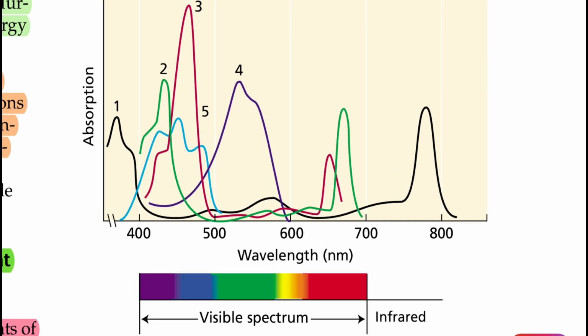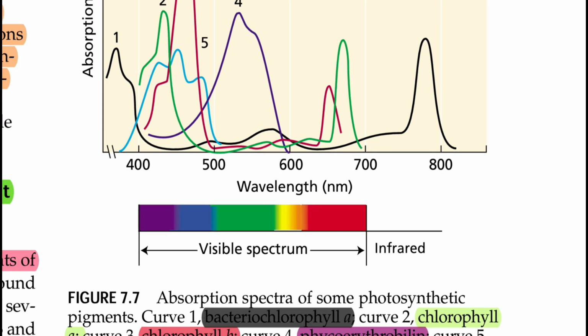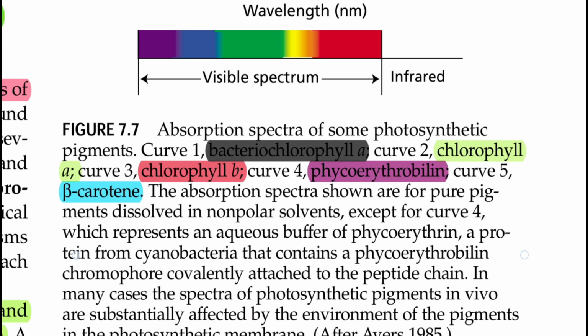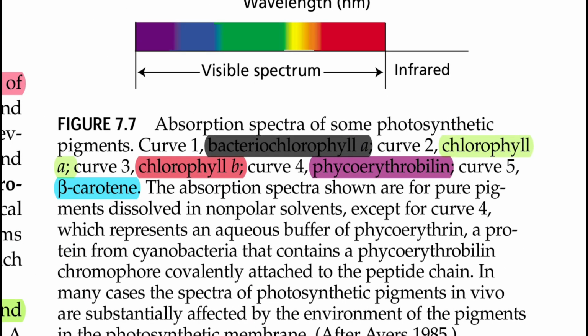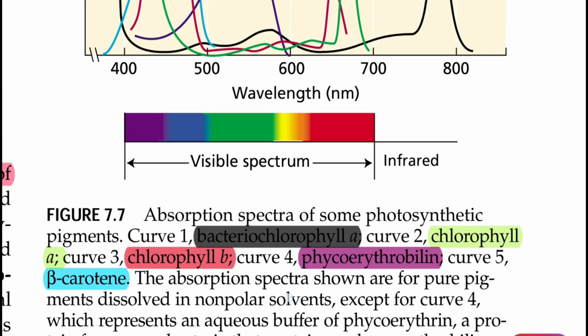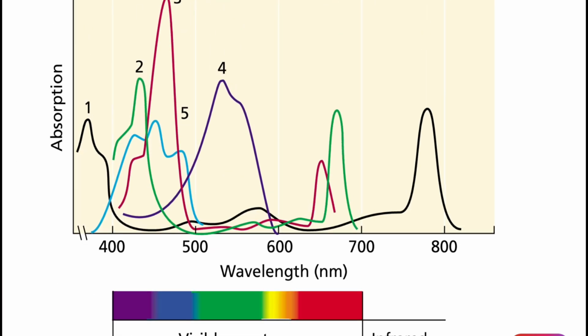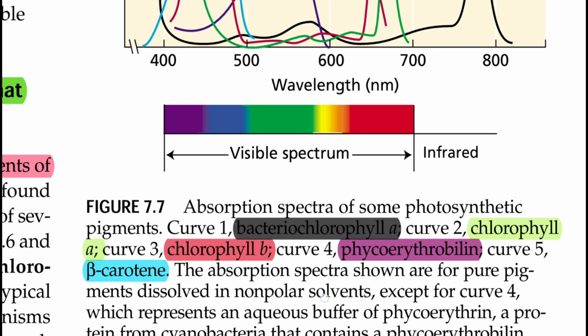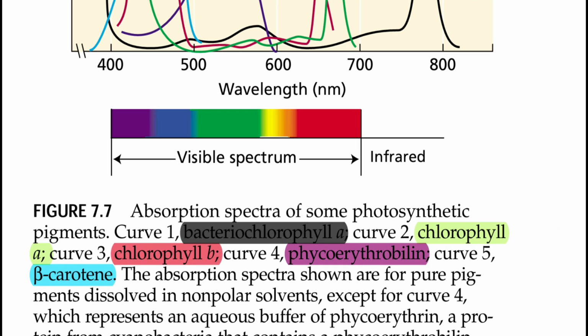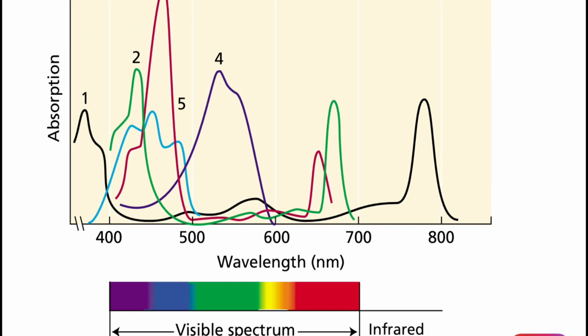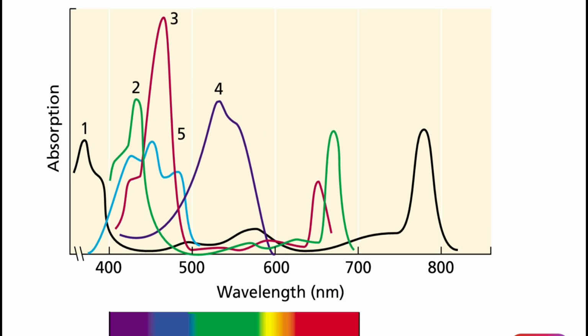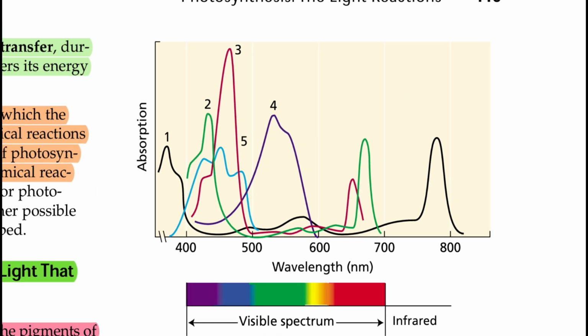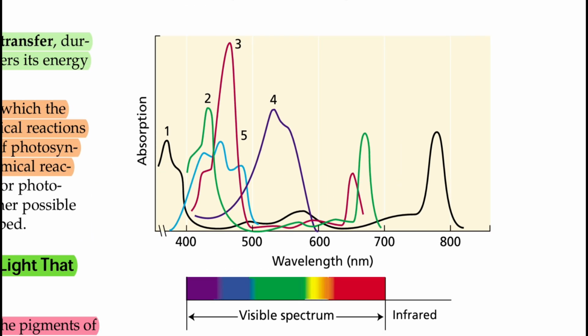So number one, which is black, look here, black is representing bacteriochlorophyll. I have colored them differently according to their graph. So black color is bacteriochlorophyll, green is chlorophyll A, red is chlorophyll B, and blue is beta carotene, and purple represents phycoerythrobilin. All four are colored and the names are also colored according to their graph. So look, the highest peak is given by chlorophyll.